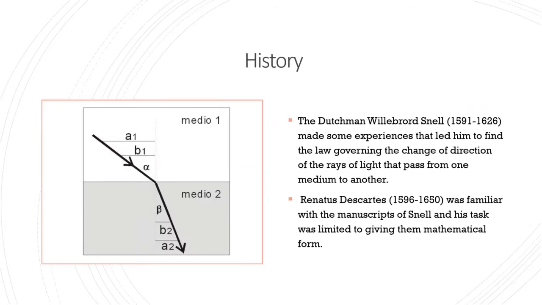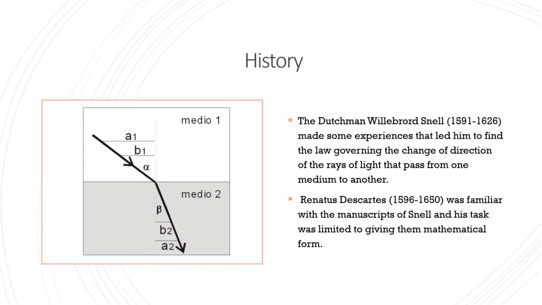History. The phenomenon of light refraction has been known since antiquity, and Pythagoras even formalized his observations. The Dutchman Willebrord Snell made some experiments that led him to find the law governing the change of direction of light passing from one medium to another. Thus, when the physical properties of the medium in which a light ray moves are changed, there is a change in its direction. Figure 1 shows the deflection of a ray when it passes through two different media.